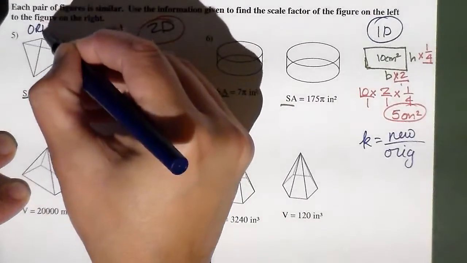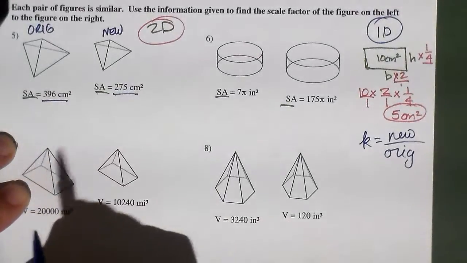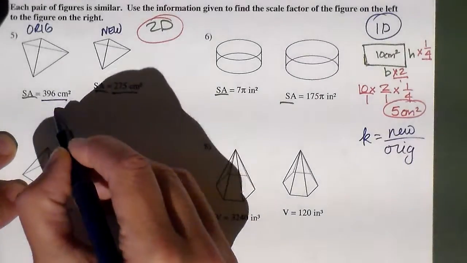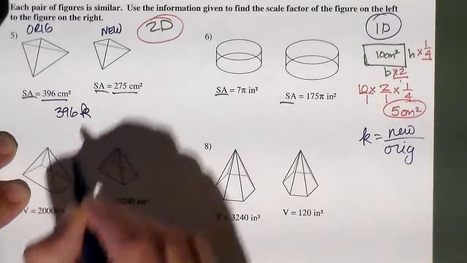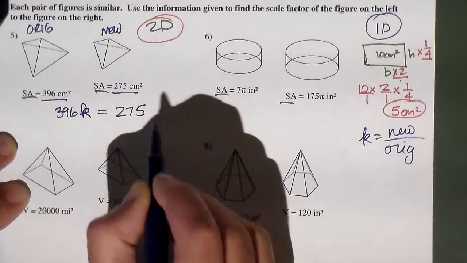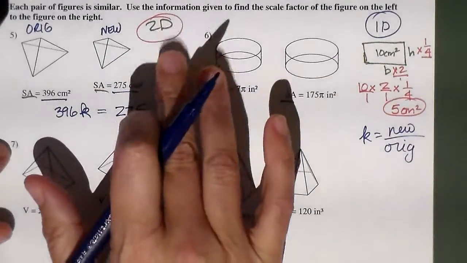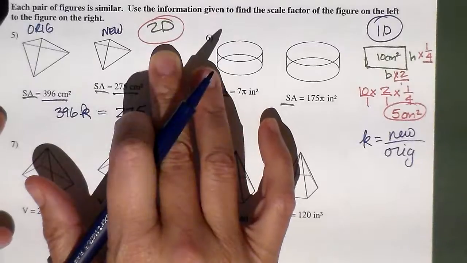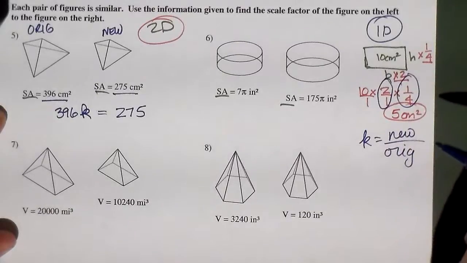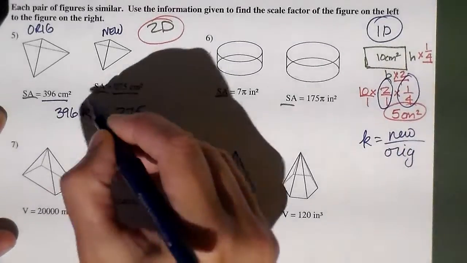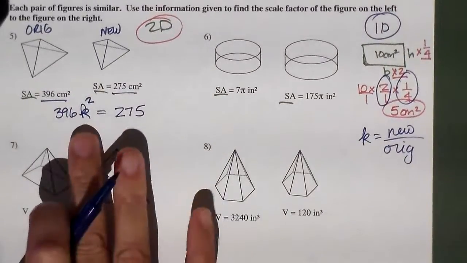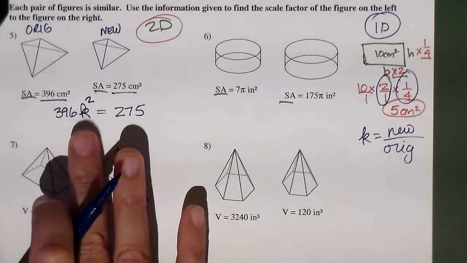275. What's the original? 396. So, how did I get from 396 to 275? Well, I did 396 times some number to get the new one. But here's the catch. Is this one-dimensional or two-dimensional? It's two-dimensional. You have to multiply twice, right? Two different factors. We don't know what those factors are here. So I'm going to multiply by k squared. This is area. I multiplied by two different factors.